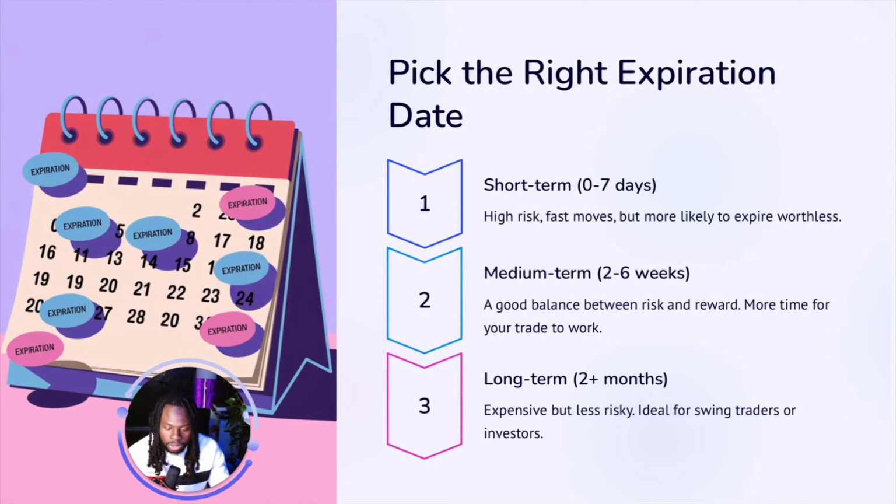And the third one is long term, which is more than 2 months. It's usually more expensive, but they are usually less risky because again, the time value for those option contracts is way higher. So those are ideal for swing traders and investors. If you're trying to catch a trade for the long term, 2 months and more are usually best for option contracts. That's when you're trying to catch a big move and you're not trying to cash out right away. You want to be really patient with that trade.